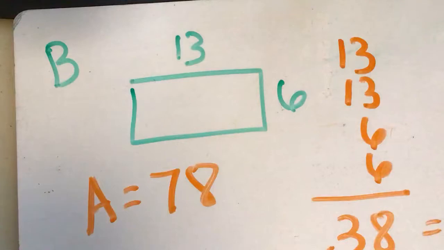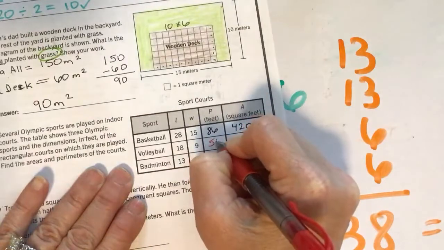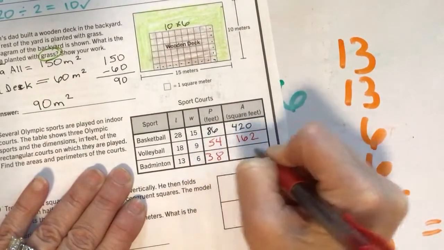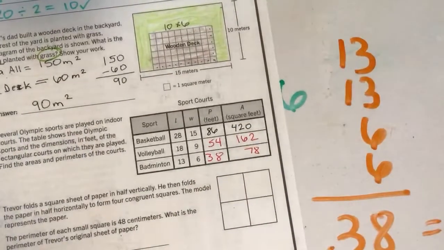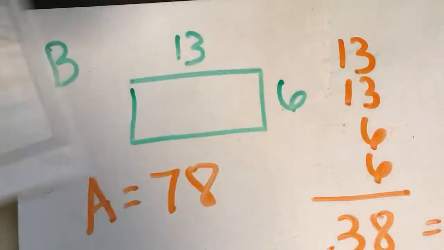All right, so you should have written that in your chart. So this was 54, 162, 38, and 78. All right, let's go to our very last one. Number 9. Last question.